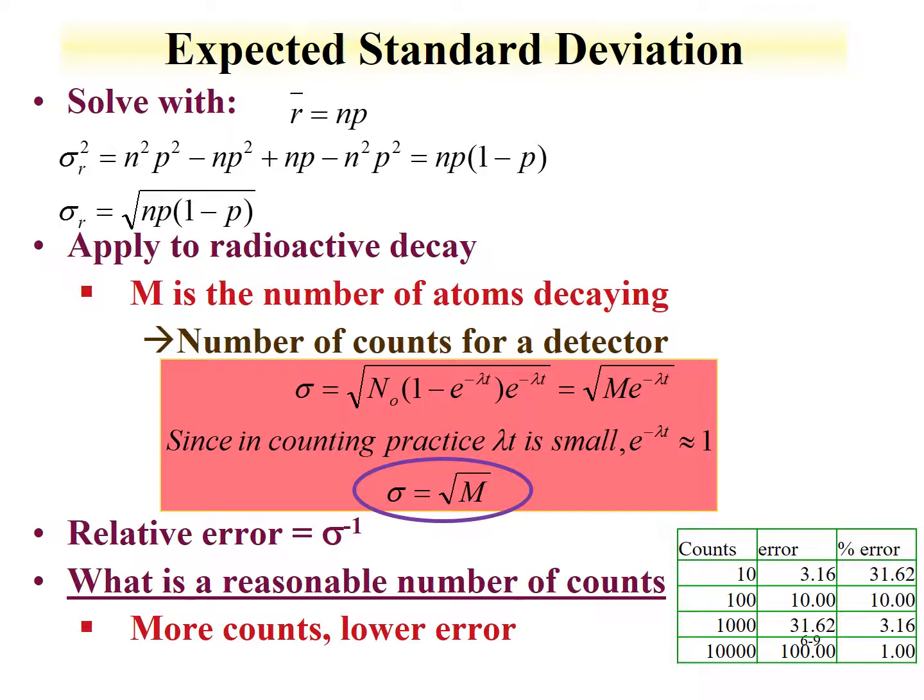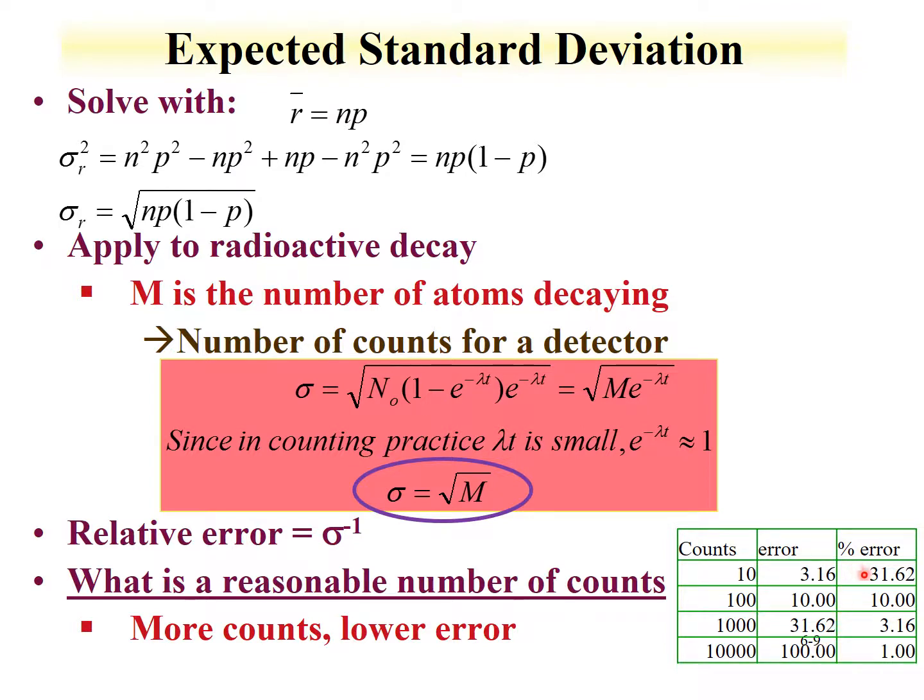So we can use this fact to answer an appropriate question. What is a reasonable number of counts to have in an experiment? The more counts I have, the lower the error. And here's an example. If I have counts of 10, 100, 1,000, 10,000, here's my relative error. If I have 10 counts, it's really 10 plus or minus 3.1 counts. 100 is 100 plus or minus 10. 1,000 is 1,000 plus or minus 31, etc. So that's my error in my counts.